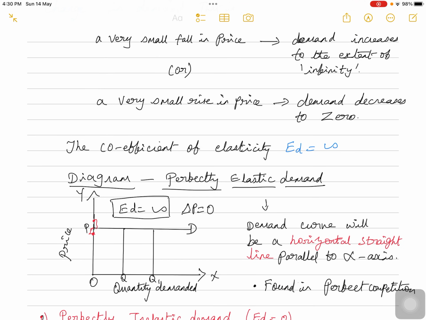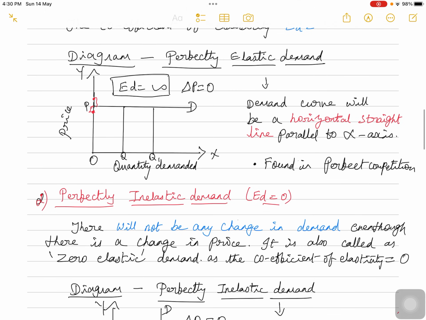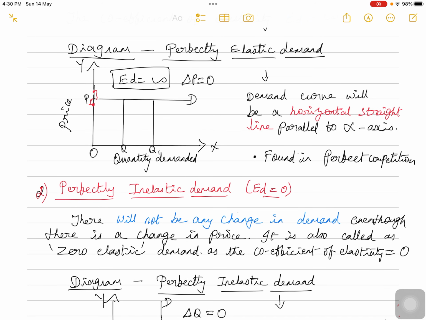So the coefficient of elasticity ED is equal to infinity. This is the numerical value of elasticity. So the diagram, if you are representing in the form of a diagram, all these are important. Sometimes it is asked for 10 marks also. Even if it is asked for 2 marks also, you better understand the concept and the diagram. Okay, so now what is happening here?